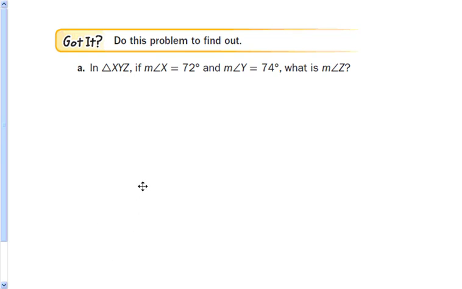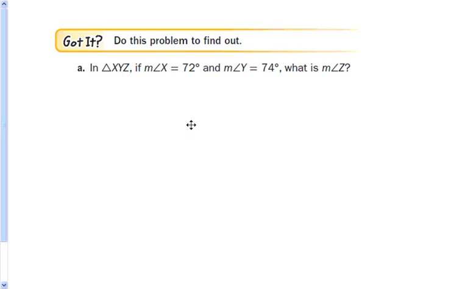So what I want you to do right now, pause it, and I want you to do the got it problem. It's exactly like example 1. It says in triangle XYZ, if the measure of angle X is 72 and the measure of angle Y is 74, what is the measure of angle Z?